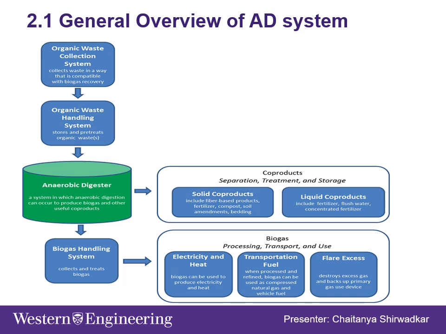Solid byproducts such as compost, soil amendments, and bedding materials can be used to improve soil health and enhance agricultural practices. On the other hand, liquid byproducts including fertilizers and flush water can be used to fertilize crops and support plant growth. Once the biogas is produced, it moves to the biogas handling system. This system collects and processes the biogas, preparing it for further use. The biogas can be used to generate electricity and heat, providing a clean and renewable energy source. Additionally, when processed and refined, biogas can be used as a transportation fuel, replacing traditional fossil fuels.